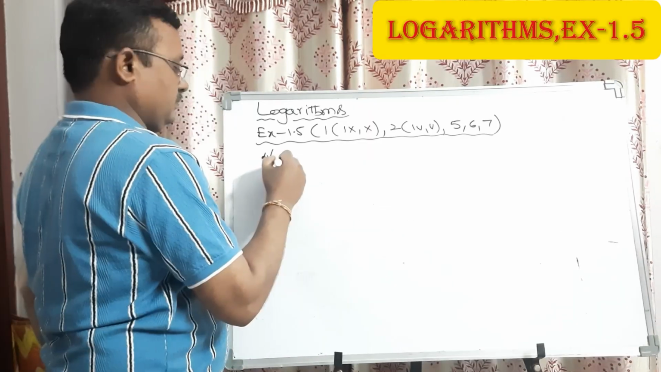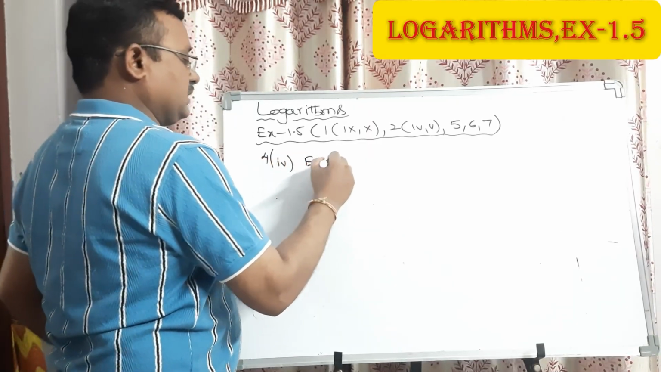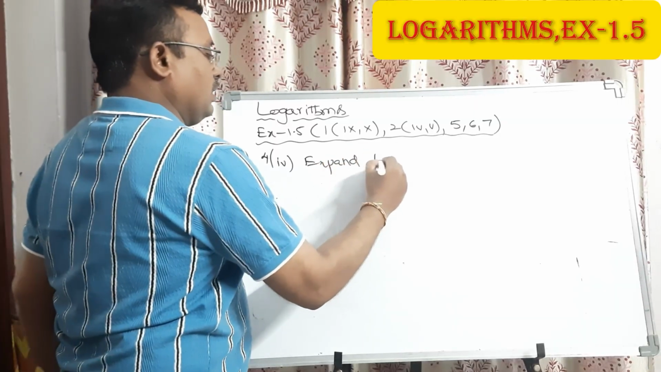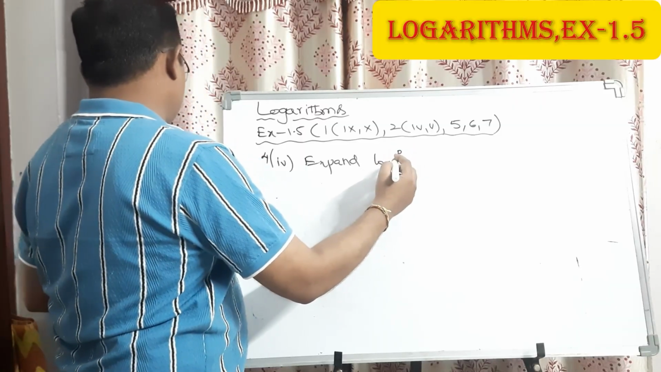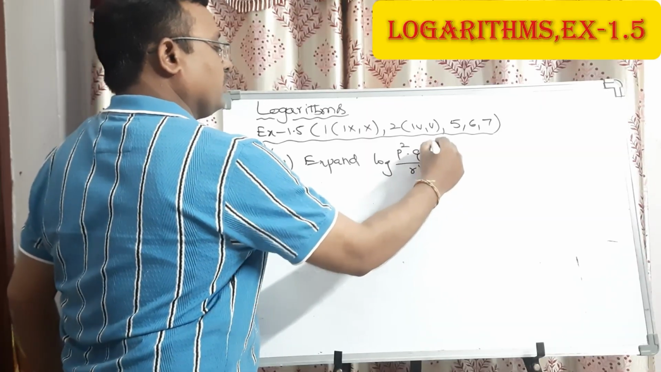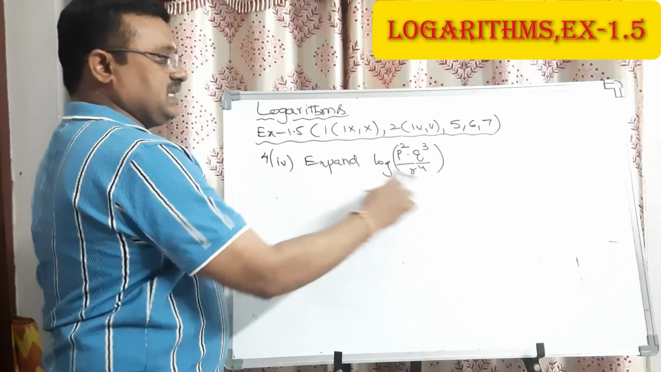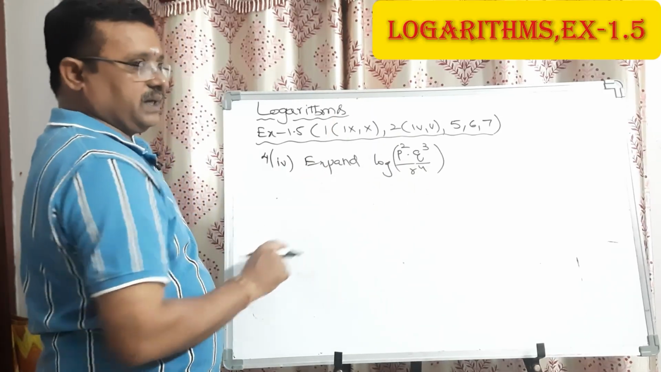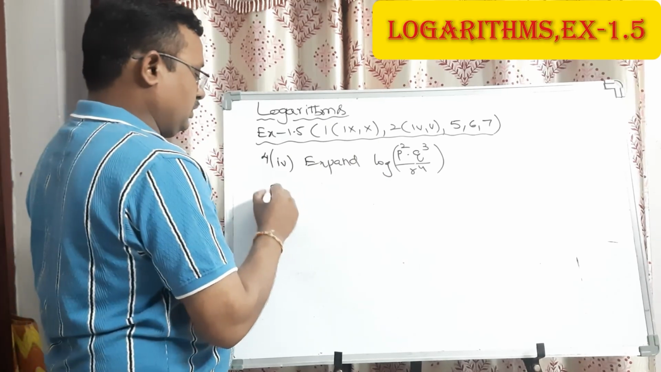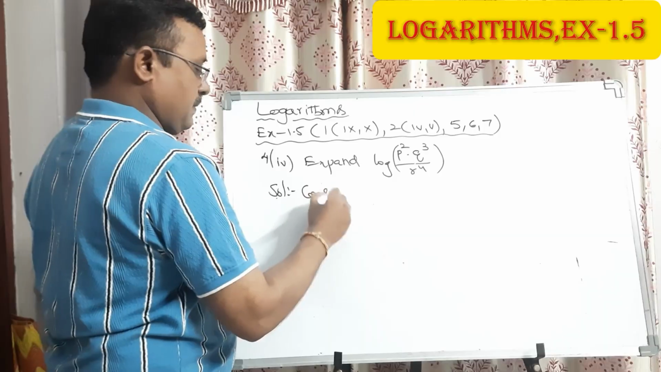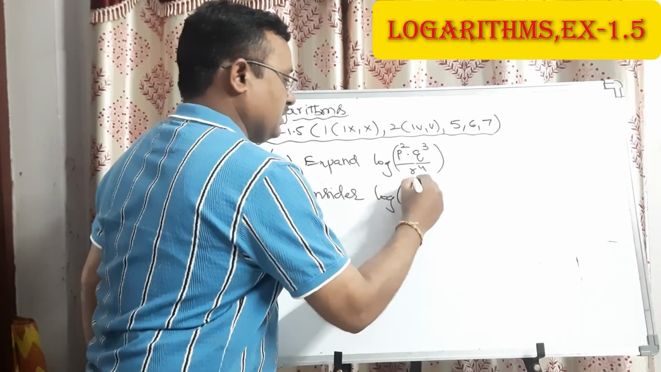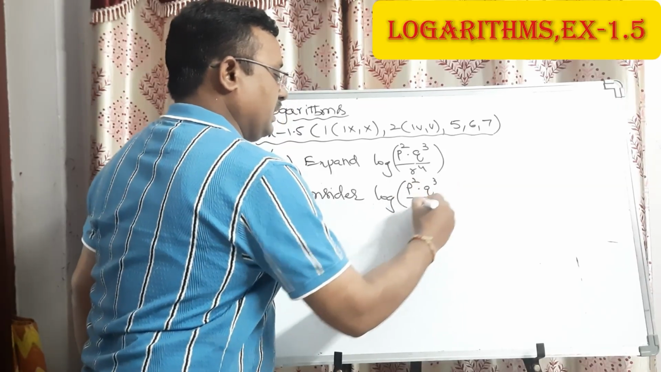Right? Next, they are asking to expand log p square into q cube by r power 4. It is given as a single term and they are asking to expand, which is the reverse process of the previous problem model, right? So solution: consider log p square into q cube by r power 4.